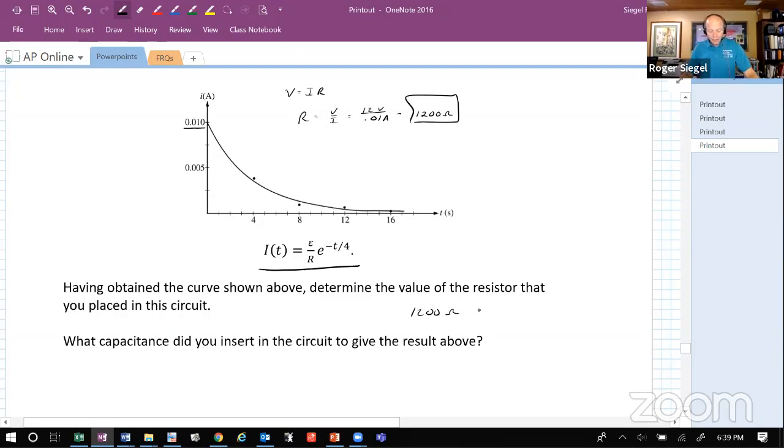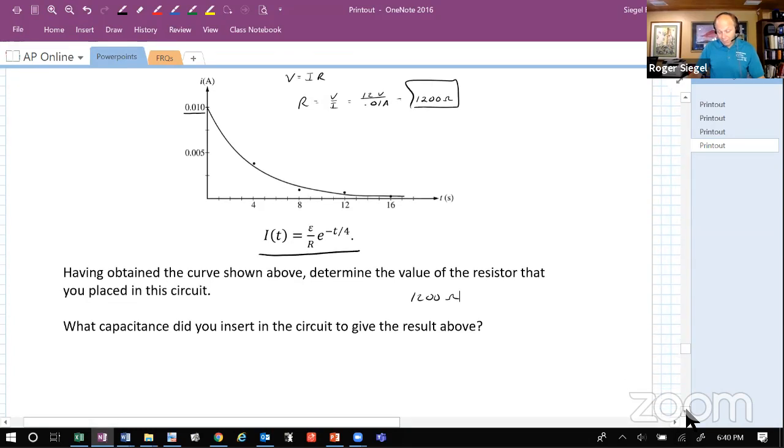All right, and then we're asked to find what capacitance did we insert into the circuit to give the result above. Now, this is not different from what Kristen just did. You have an easy answer and a more challenging answer, and we want you to be able to know about any of them. Since we have the current and some values here, we could plug them in and find out the time. But what's easier is to note that my time constant, tau, is equal to RC. That is equal to 4.